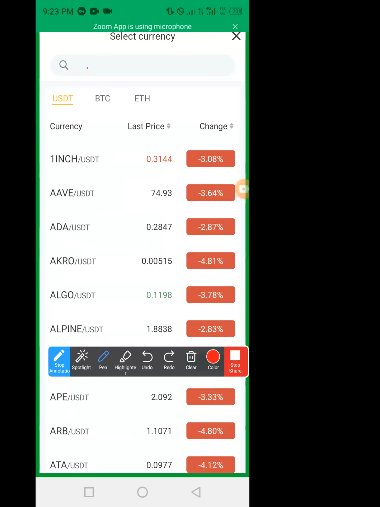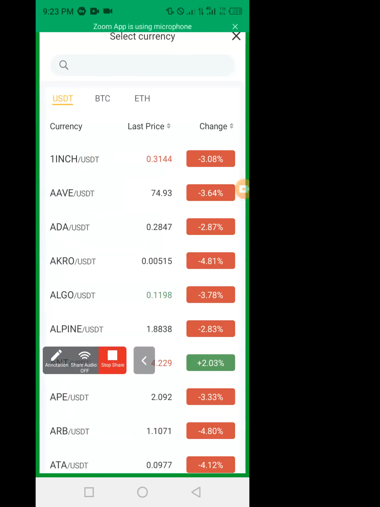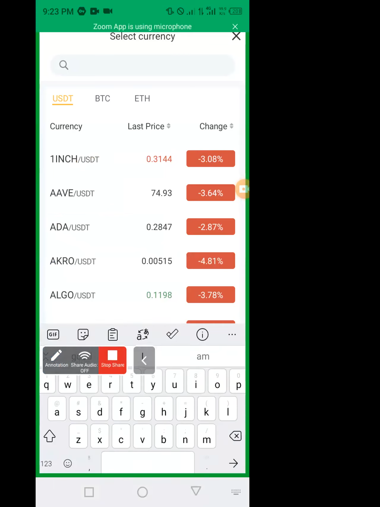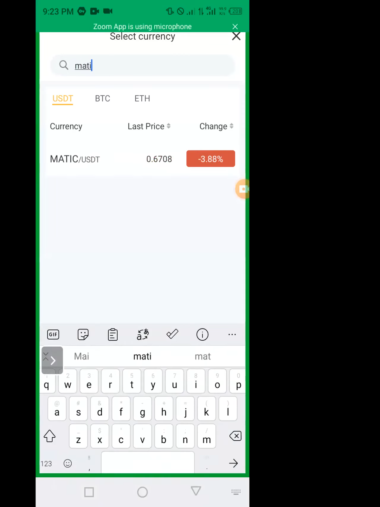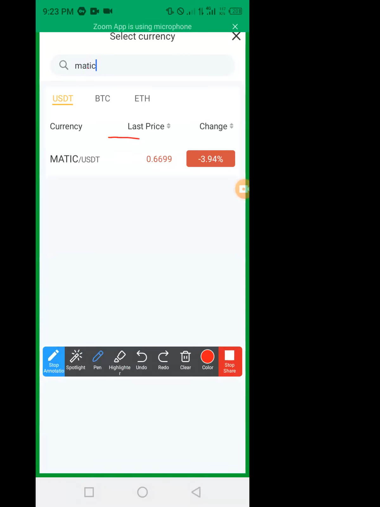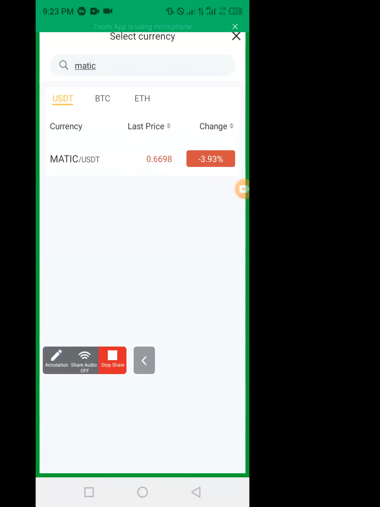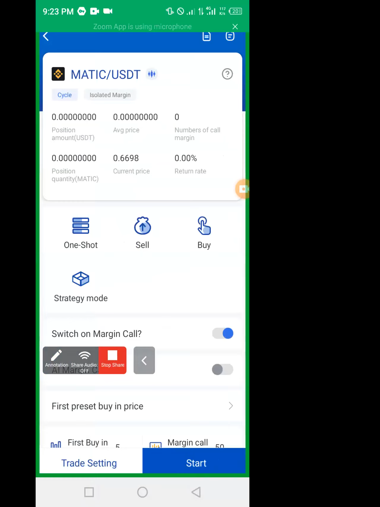Maybe they have said trade AVAX. Maybe they have said trade Matic, and then you put it there, Matic. Then when it comes here on top, you click on it. When you click on it, it is going to come to the surface, and it is going to bring all the settings that you need.